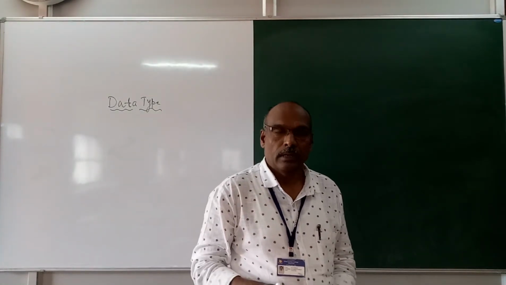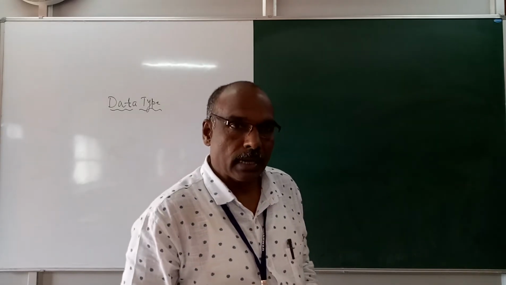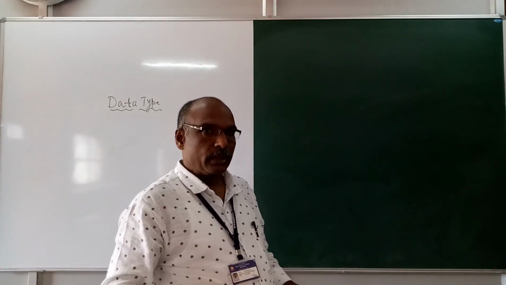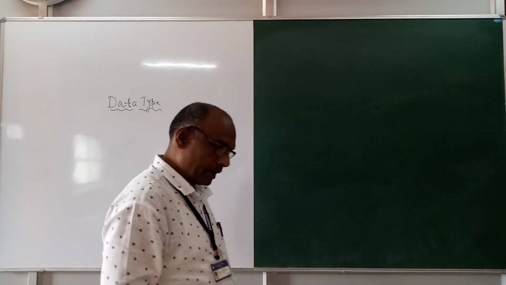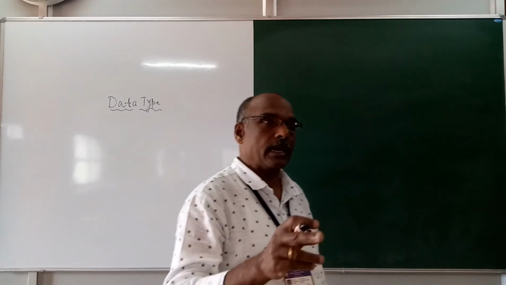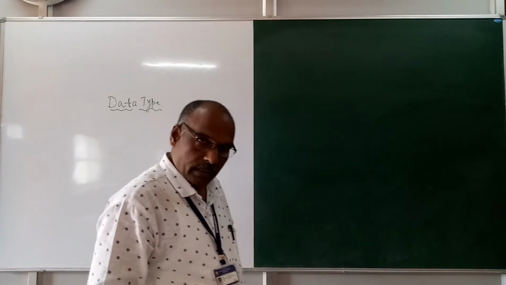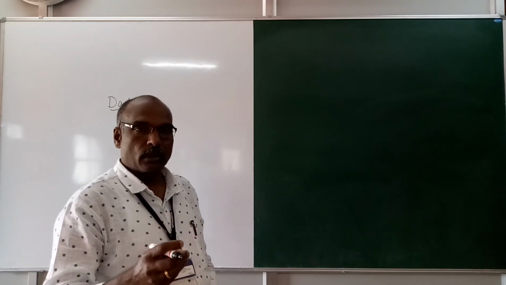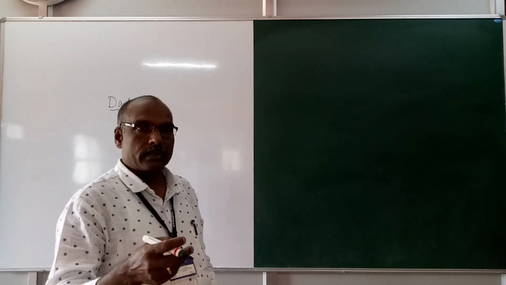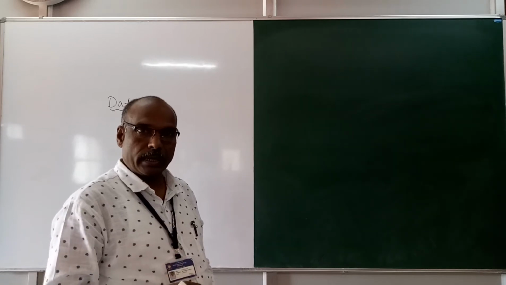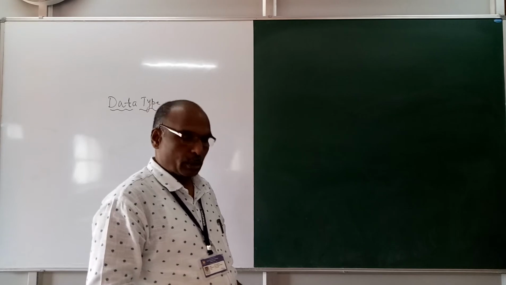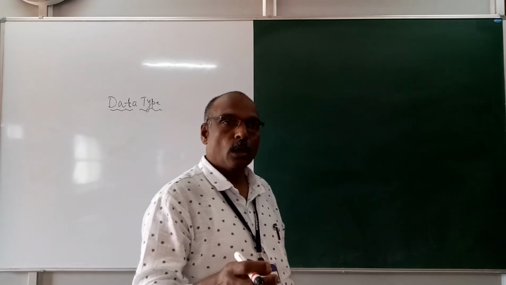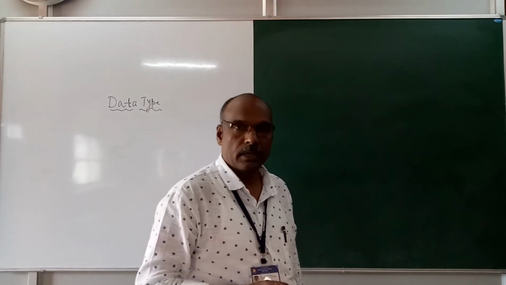Data types indicate the type of data held by the variable. Data types indicate the type of data a variable can hold. Right? Variable should hold the data. And what are the types of data that are indicated where the variable can hold it? So in C language, data may be numeric, right, or data may be non-numeric.